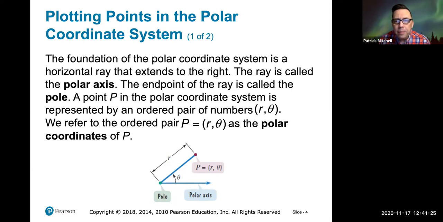A point P in the polar coordinate system is represented by an ordered pair of numbers r comma theta. We refer to the ordered pair r comma theta as the polar coordinates of P. So what this is, it's another way of representing a point instead of x comma y. And what you will find, hopefully in the next couple sections, and especially when you get to Calc 2, is that there are a lot of problems that are easier to do in polar coordinates than in rectangular coordinates.